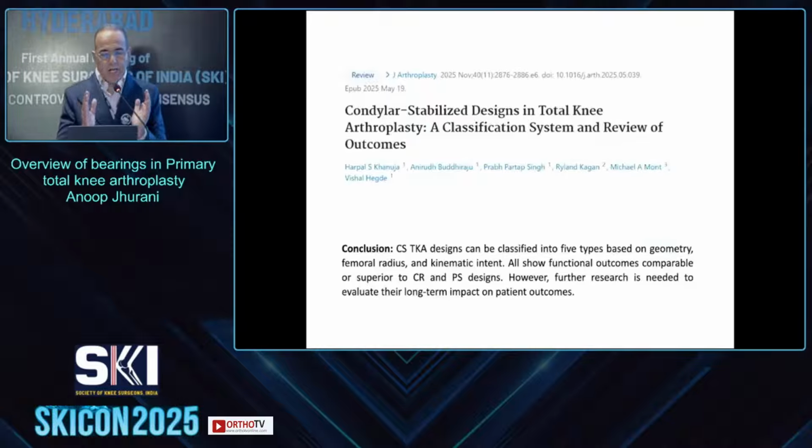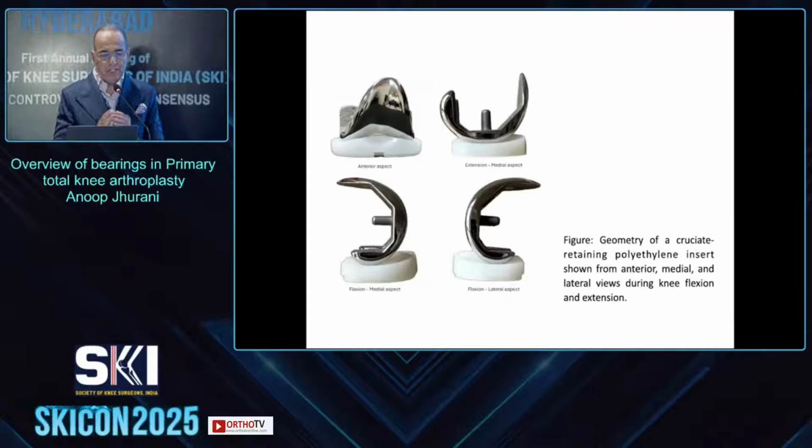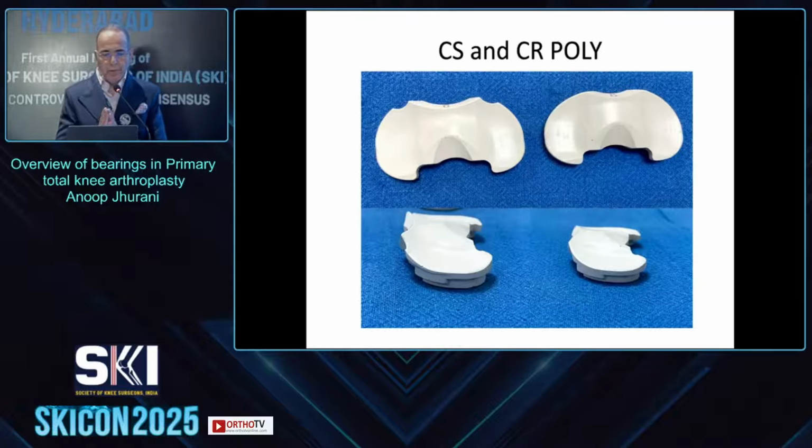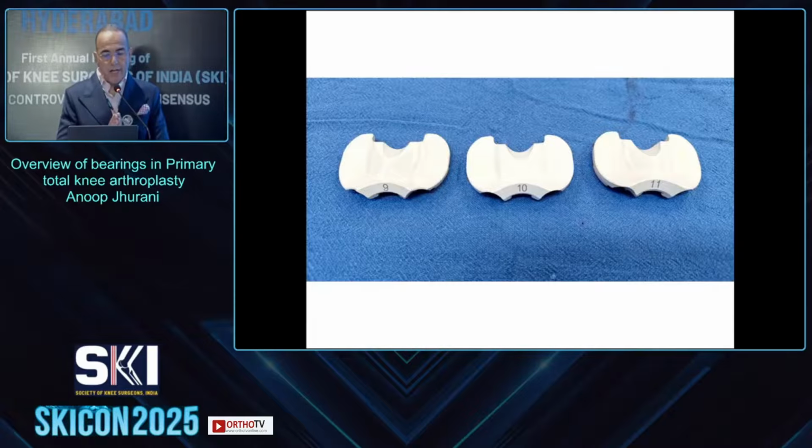So if you really want to look at this classification, I would recommend this paper, which is by Michael Mont's group in Journal of Arthroplasty 25, and he beautifully describes all the bearing options. So this is a classical cruciate retaining option, a kind of a flat design, and this has historically been used. And now we also have a CS design, which is the condylar stabilized. So only the anterior lip is 2 millimeter up, but the dwell point, the point where the femur sits on the tibial poly, remains the same. And now we have bearing options in 1 millimeter sizes. I think that's also a great advantage.